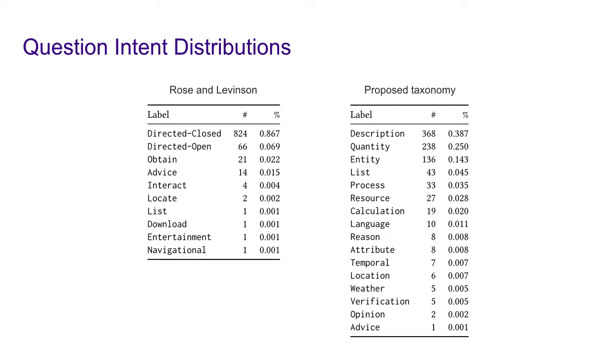We also observe a tangible number of calculation and language questions, but very few temporal and location questions. This is probably because more and more people are starting to use search engines as tools for calculation and conversion, or as dictionaries, but switching to suitable mobile applications for spatial or temporal questions.